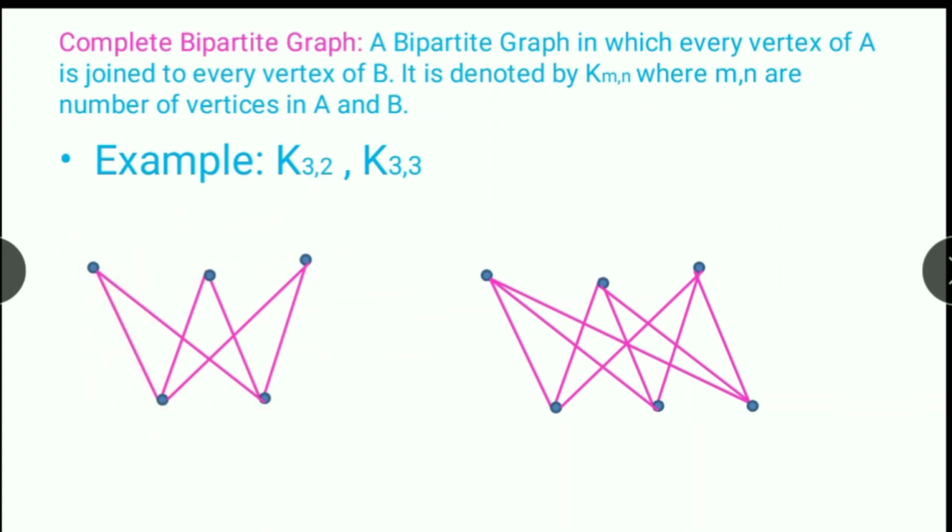A complete bipartite graph is always denoted by Kmn, where m and n are the number of vertices in A and B. So this is K32, because in this vertex set I have 3 vertices and in this vertex set I have 2 vertices. This is K33. You can see each vertex is joined to 3 other vertices. So this is a complete bipartite graph.